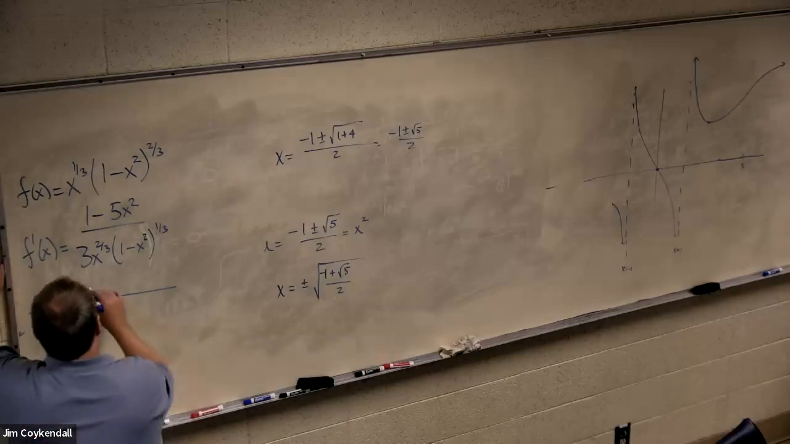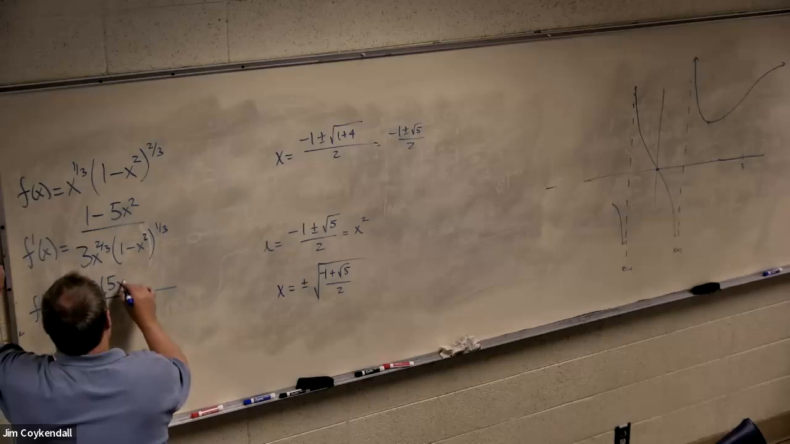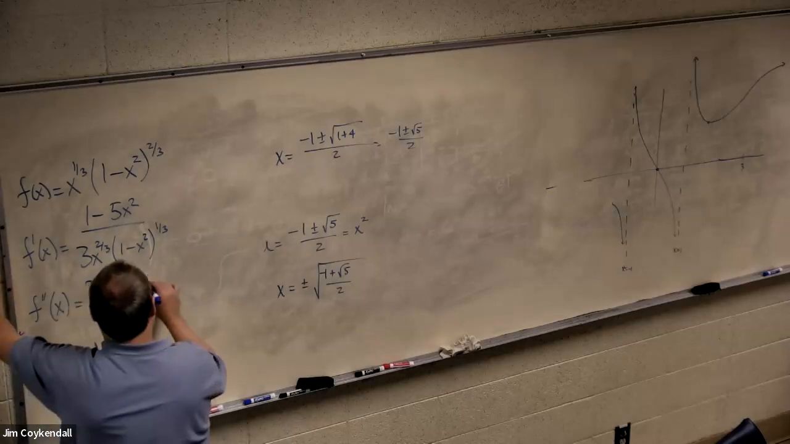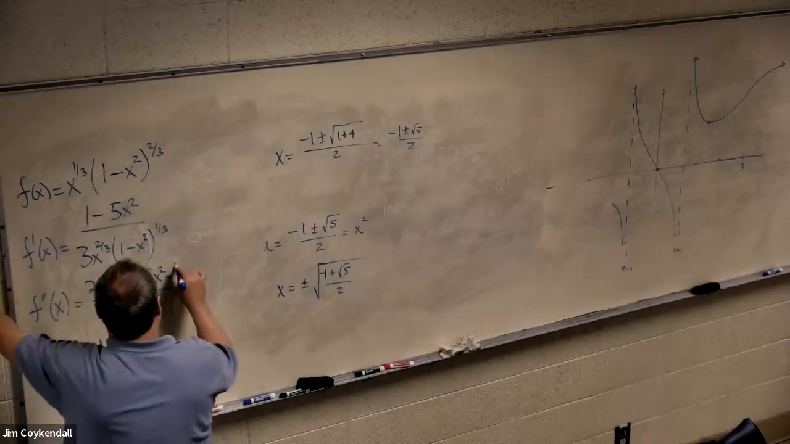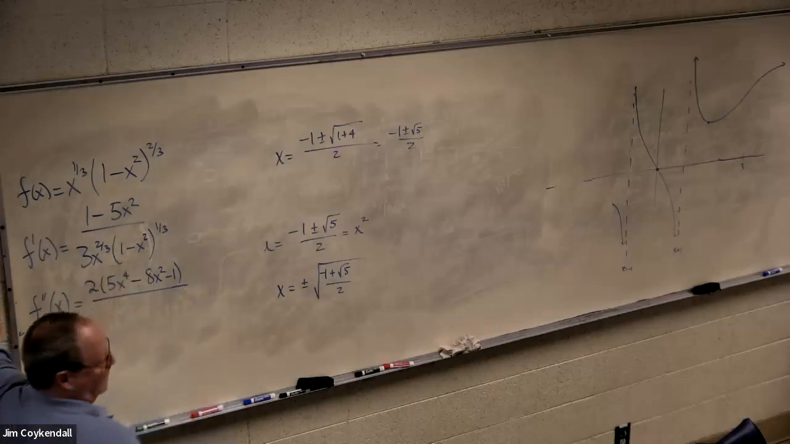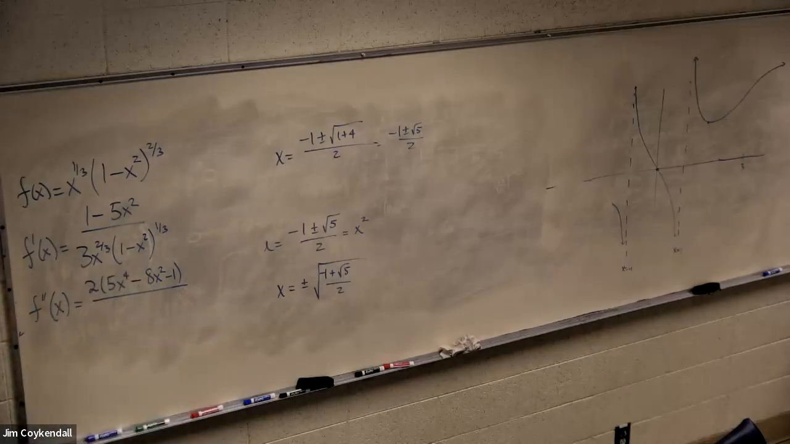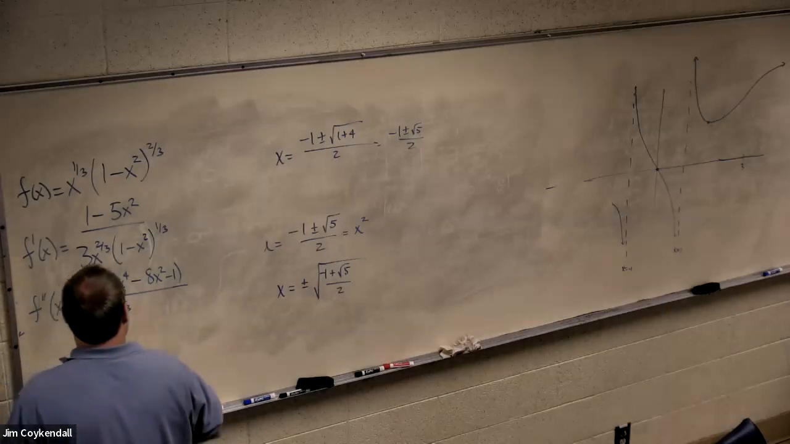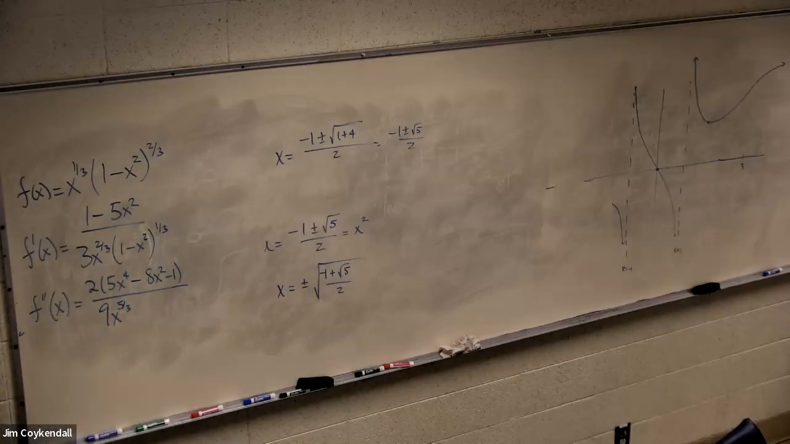The second derivative is 5x to the 4th minus 8x squared minus 1 over 9x to the 5/3 times 1 minus x squared to the 4/3.